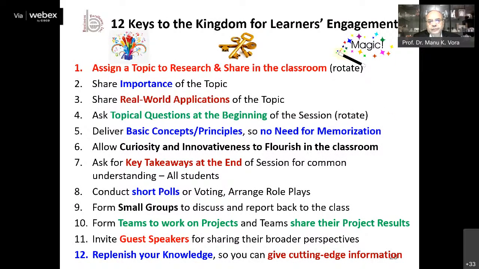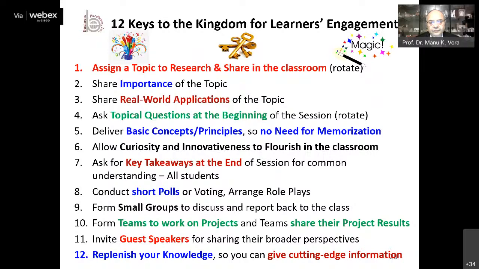Here I'm sharing with you the 12 keys to the kingdom for learners' engagement. And if we do that, we can create magic in the classroom. So to start with, when you are starting out on a new topic, assign a student to do a little research about the topic and ask the student to share what he or she found out, and keep rotating them as the topics change. Now, as a faculty, it's my obligation to share the importance and the real world application of the topic to excite my students.